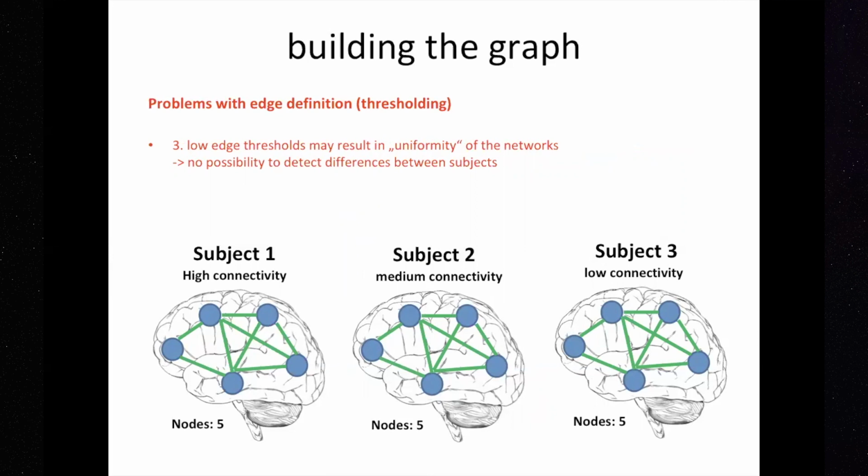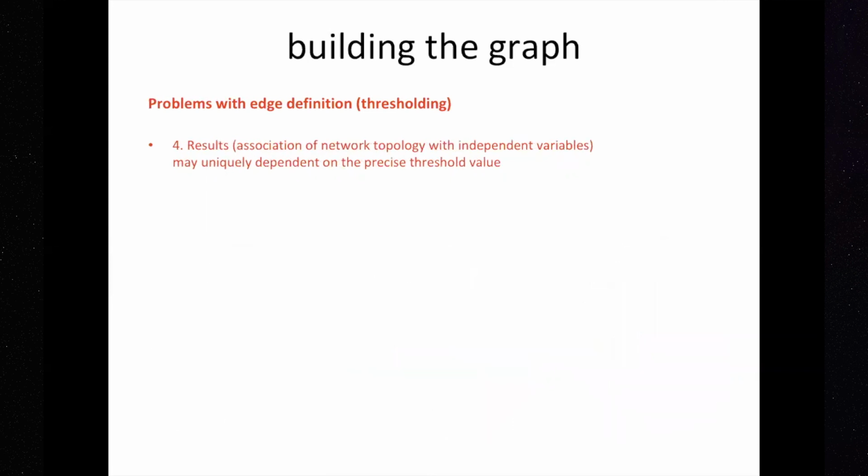Then there is another problem. Low edge thresholds may also result in uniformity of the network. Right, if the absolute threshold is just too low, then everyone would look the same. You couldn't detect any differences. And most importantly, the results, so the association of the network topology with an independent variable. Let's say you want to examine age, and the association to the efficiency of the network may uniquely depend on the precise threshold value that you previously applied to each individual.